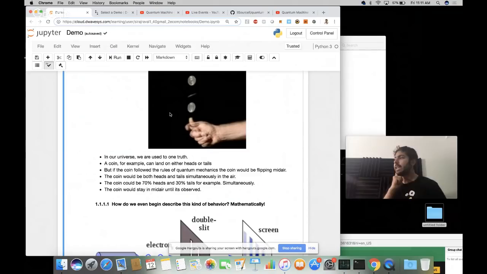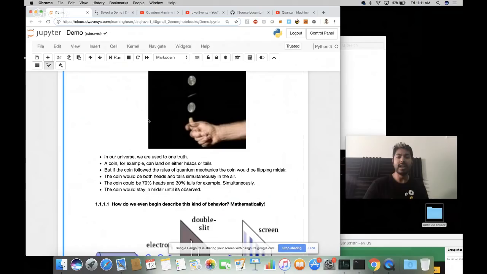And so if I observe this coin, then immediately it will pick heads or tails. And when I say observe, that doesn't mean a conscious observer. That means any kind of measurement, either human, non-human, machine, any time that that coin is measured by any device, anything, then it will pick either heads or tails. And while it's in the air, it is going to be a probability of heads and a probability of tails at the same time, say 70 and 30%.